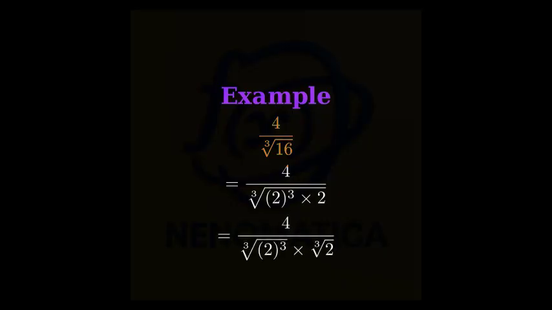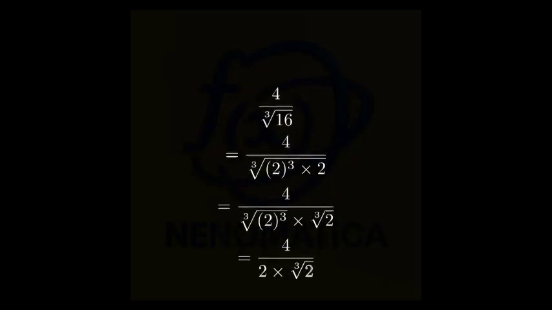Example: we start with 4 divided by the cube root of 16. First, factor 16 as 2 to the 4th, which we will write as the product of 2 cubed times 2. Next, split the cube root of a product into the product of cube roots. Evaluate the cube root of 2 cubed, which is 2. Reduce 4 over 2 to get 2 over the cube root of 2.